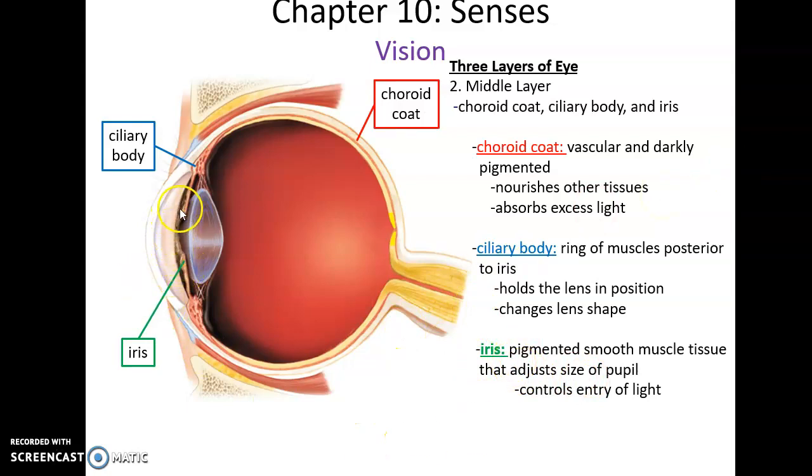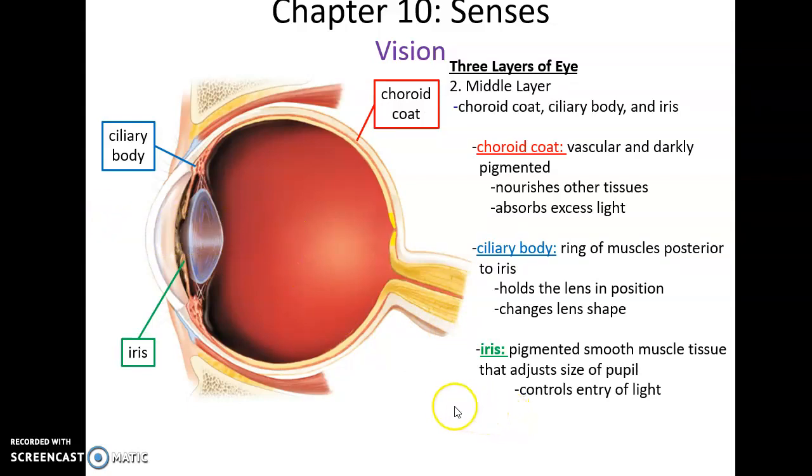The iris is a ring of smooth muscle tissue as well. It is in front of, or anterior to, the lens. And what the iris does is it adjusts the size of the pupil. And the pupil is a hole where light travels into the eyeball.